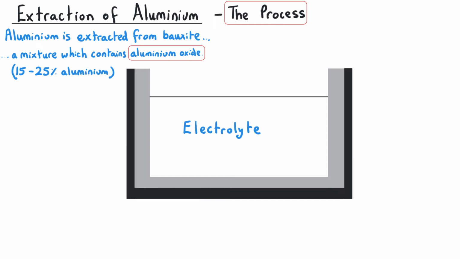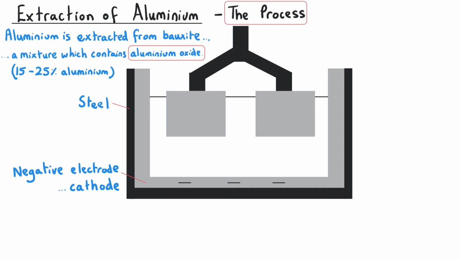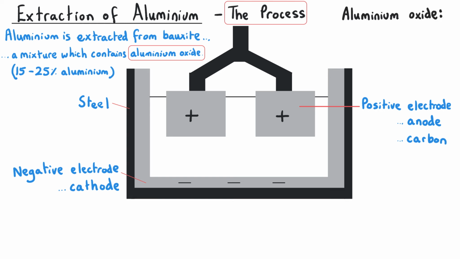The extraction process takes place in something called an electrolysis cell, which is a gigantic steel container that is lined with carbon. And this carbon is actually the negative electrode for the process, the cathode. And then dipped into our electrolyte are the positive electrodes, called the anode, and these are also made from carbon. And the electrolyte itself is our aluminium oxide.